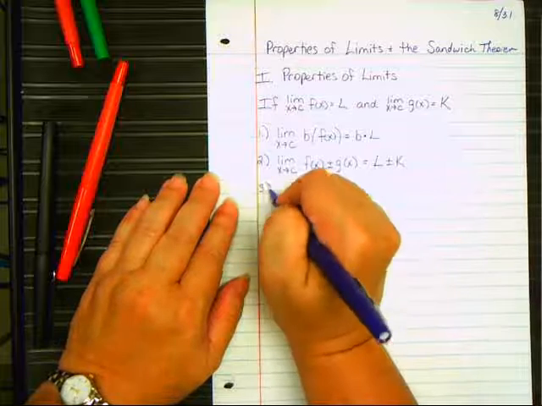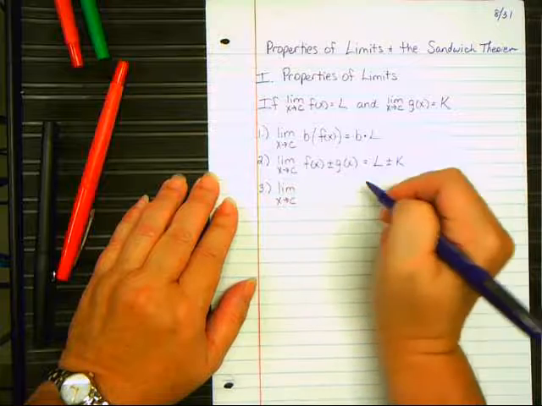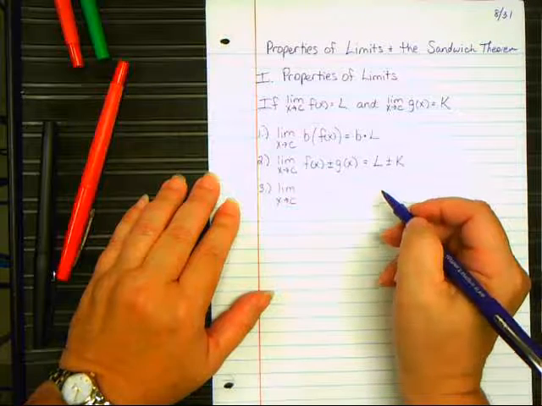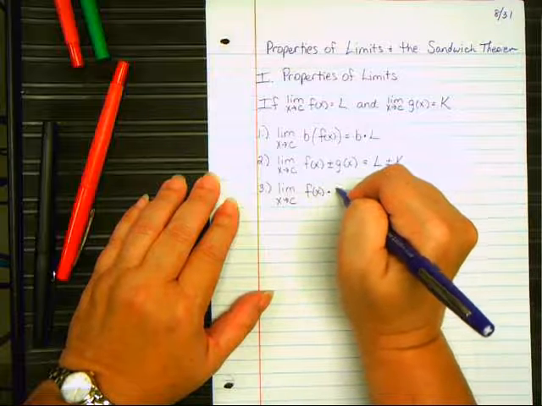Number 3. Now that you guys are getting the hang of this, I think you can probably do the third one yourself. I'll tell you the left side, and you can probably tell me the right side. Limit as x approaches c of f of x times g of x.